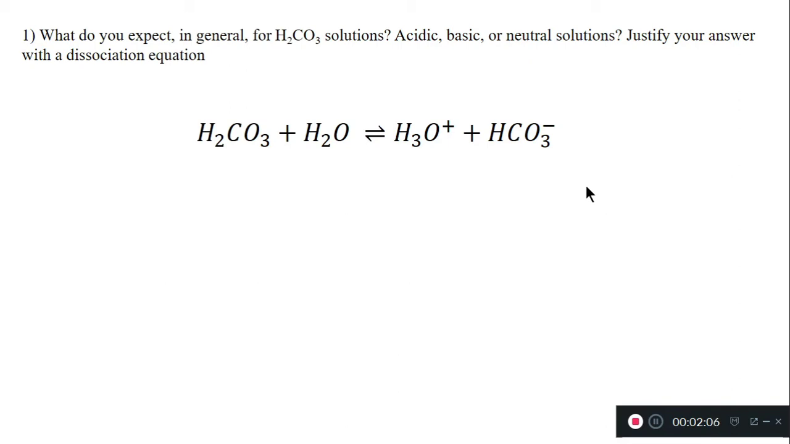Of course, the proton in water is going to be in the hydronium ion form, so I'm going to have H3O+, and my hydrogen carbonate ion is my conjugate base. This is what's left over after I pull off one proton off of the carbonic acid. Well, the fact that it makes hydronium ion, and the acidity is controlled by how much hydronium ion I have. If I have an excess of hydronium ion, it's going to be acidic.